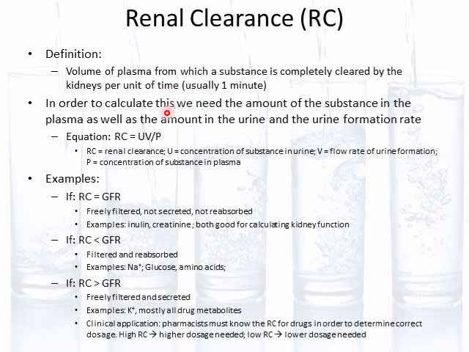Okay, so in order to calculate this, we need to know a couple things. We need to know the amount of a substance in the plasma, as well as the amount of substance in the urine, and then how much urine is being formed.